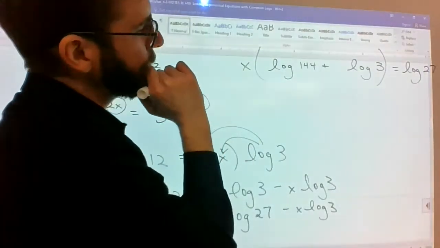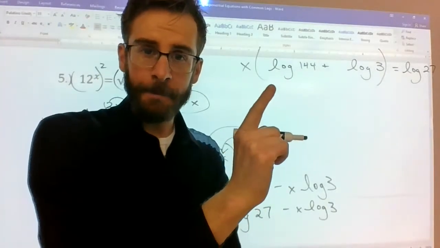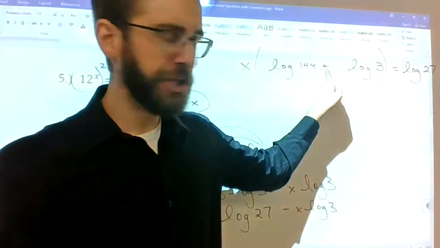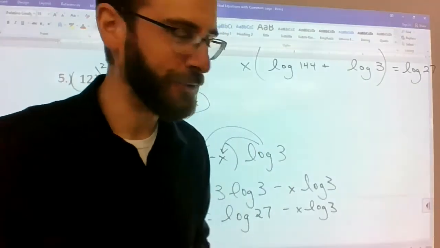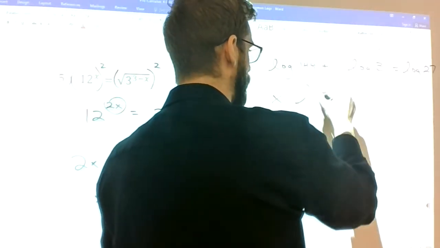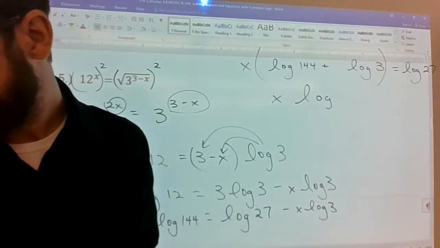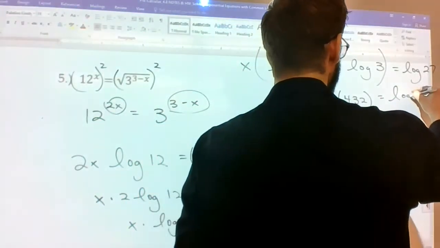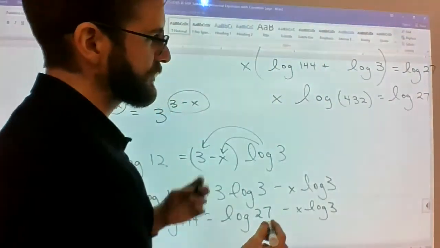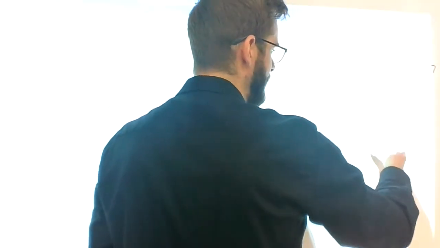So now, hey, remember when logs had the same base on our last assignment, where addition of logs of the same base can consolidate them? That works here too. So it's x times log of 144 times 3. That's 432. So x equals log base 10 of 27 divided by log base 10 of 432.